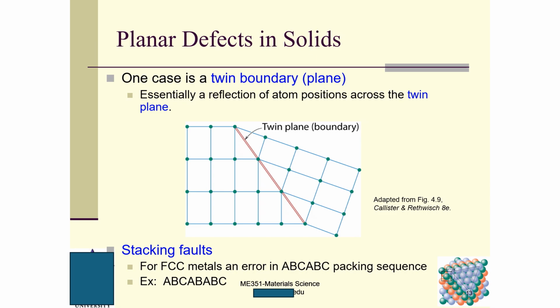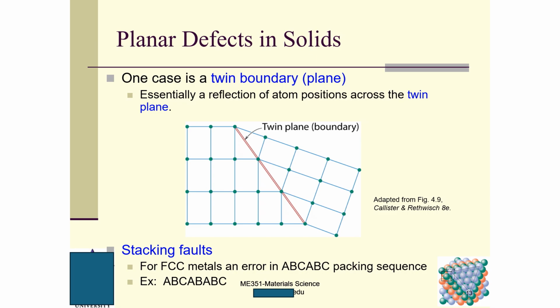Then we talk about the planar defects in solids. One case is a twin boundary, and it's called a twin plane. So here is a twin plane. This is a twin plane, a boundary, essentially a reflection of atom positions across the twin plane. So you can see why we call it a twin. A twin is a mirror. This one is related to this one, and so on and so forth.